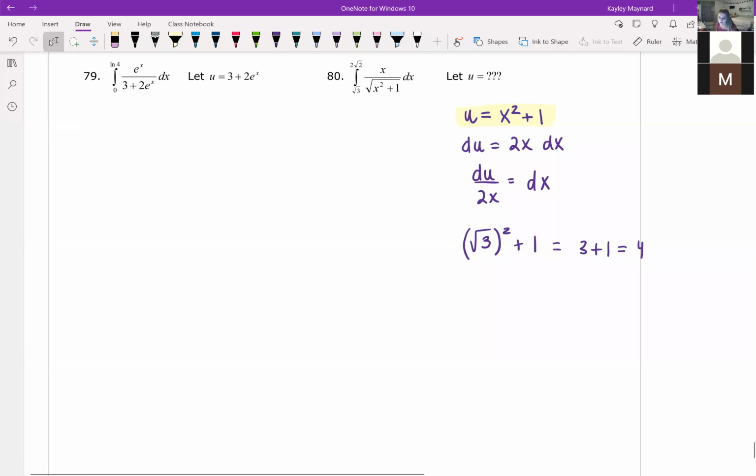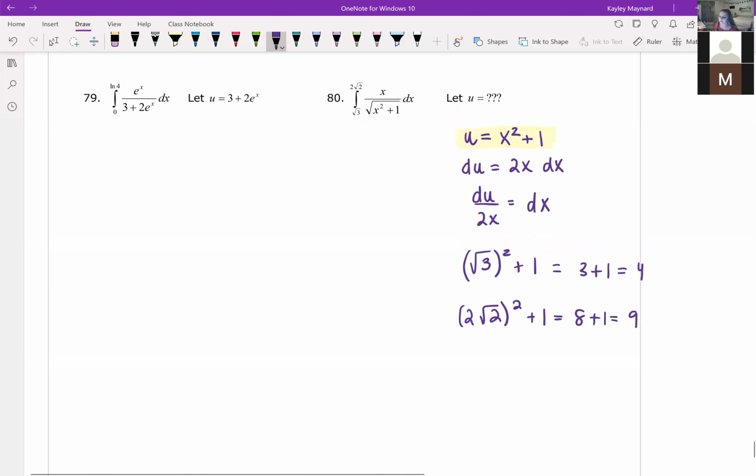So let's do the top one as well. So I have 2 rad 2 squared plus 1. Okay, well, 2 rad 2 squared is going to give me 8. And then 8 plus 1 is going to be 9. Okay, so now I have my new bounds all figured out.